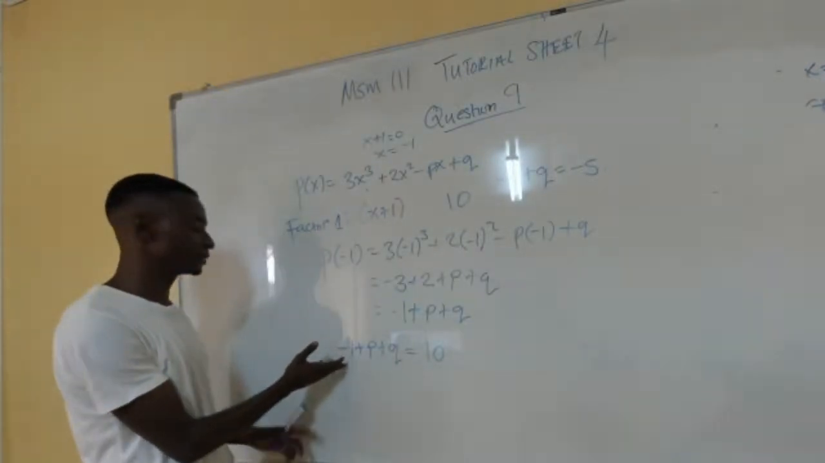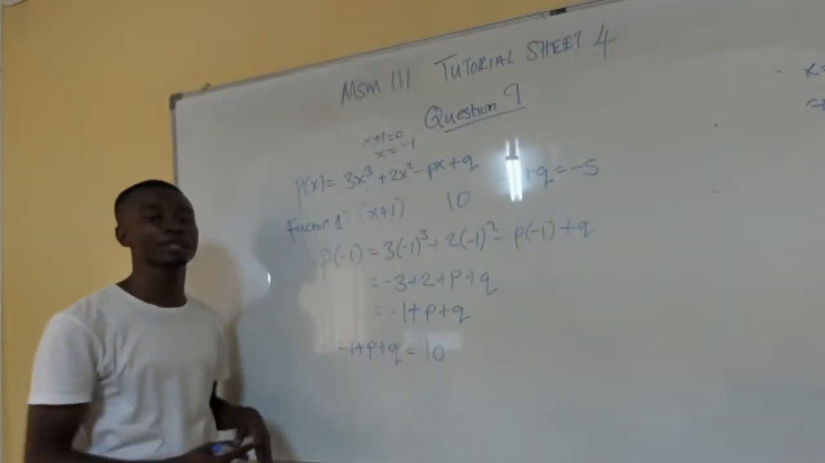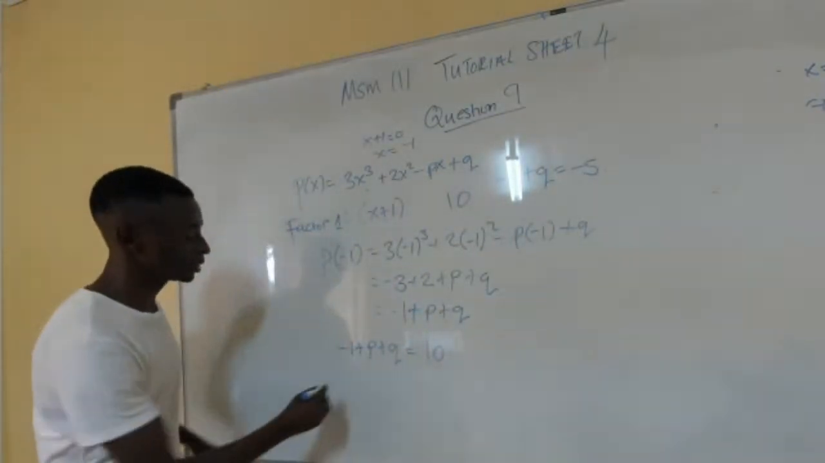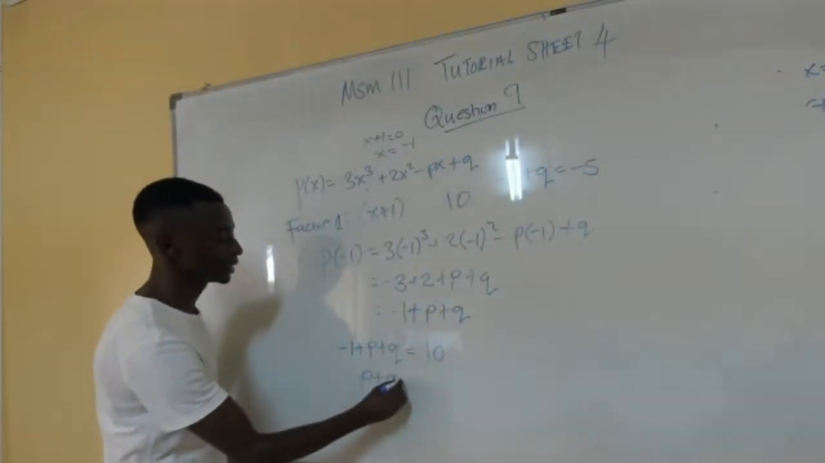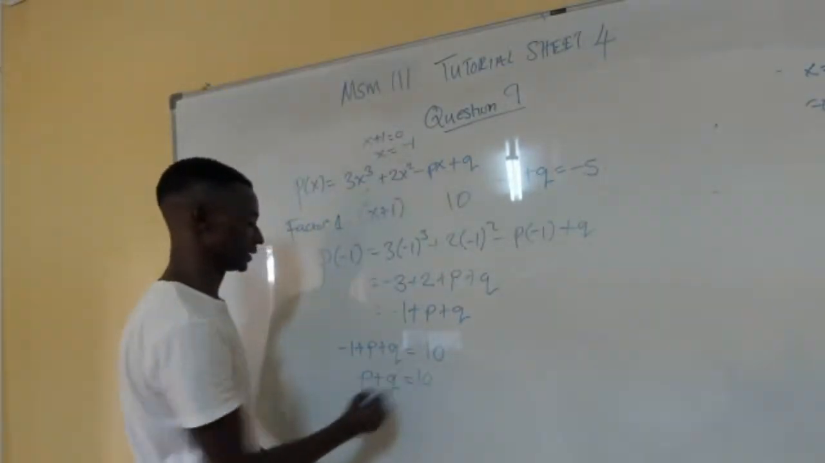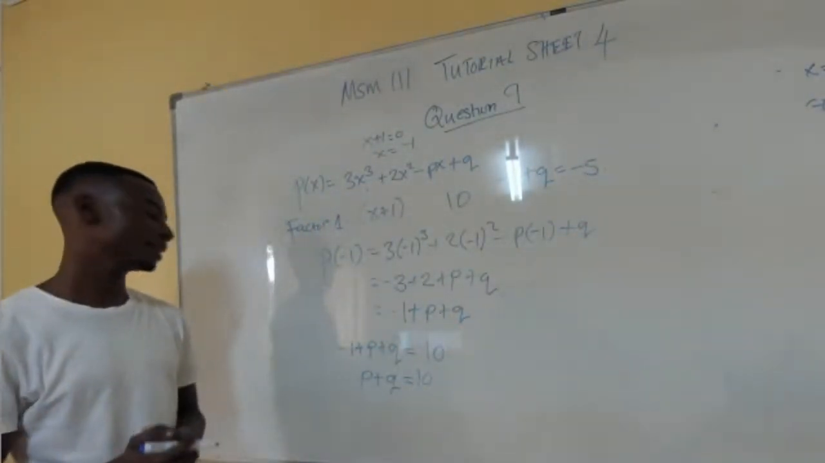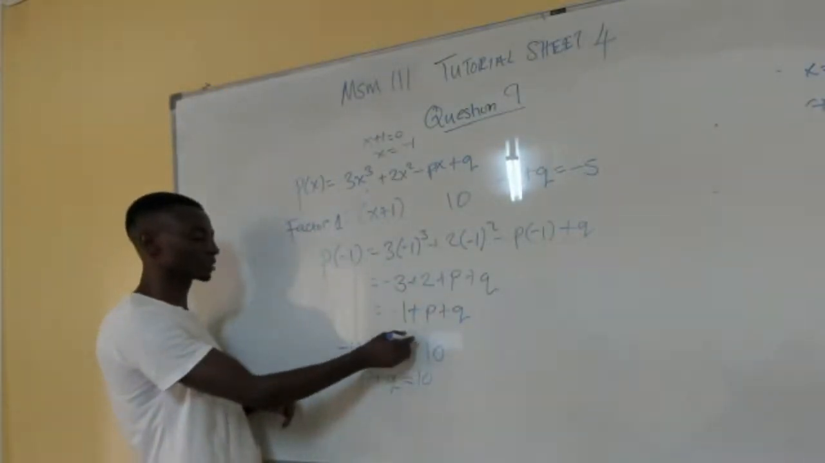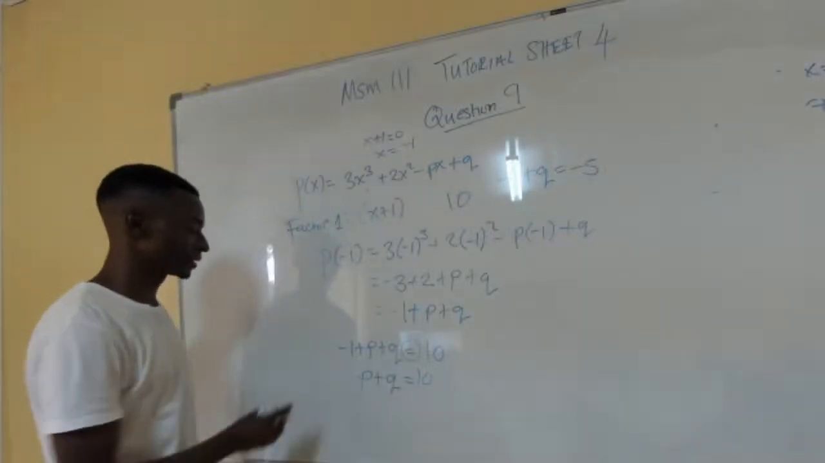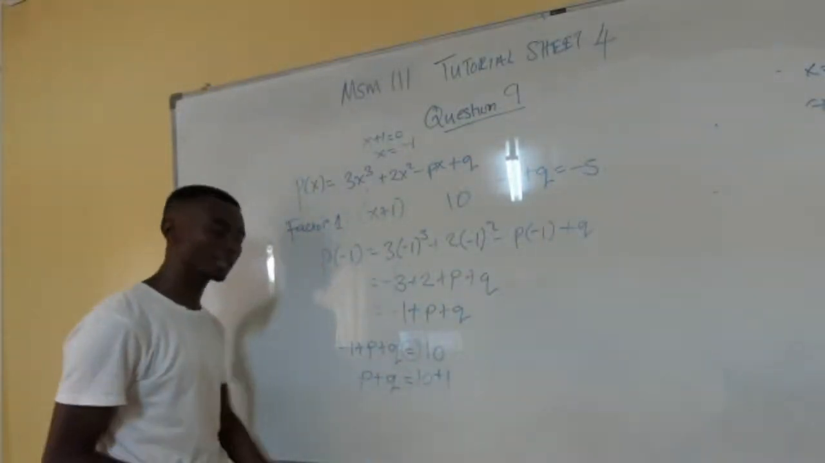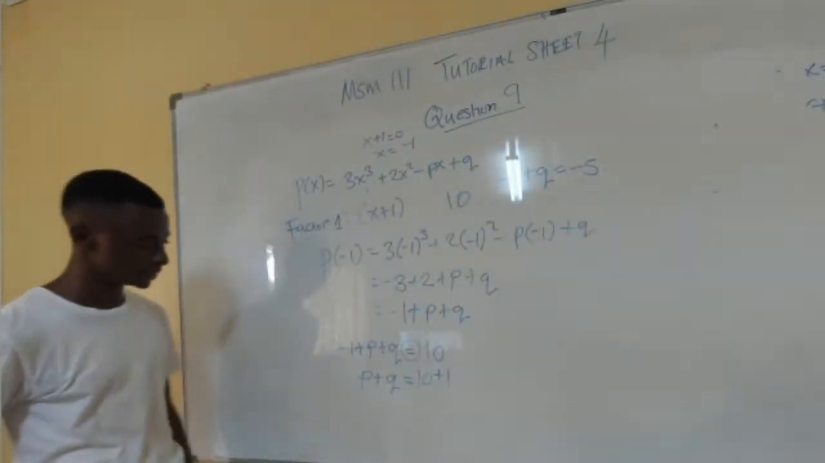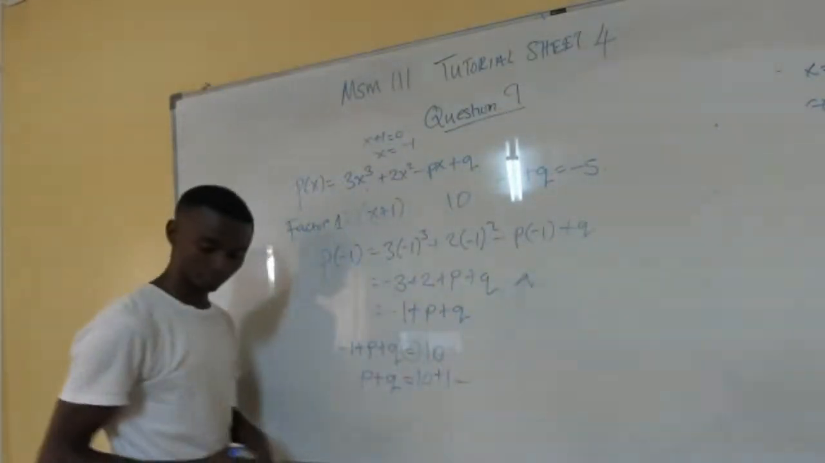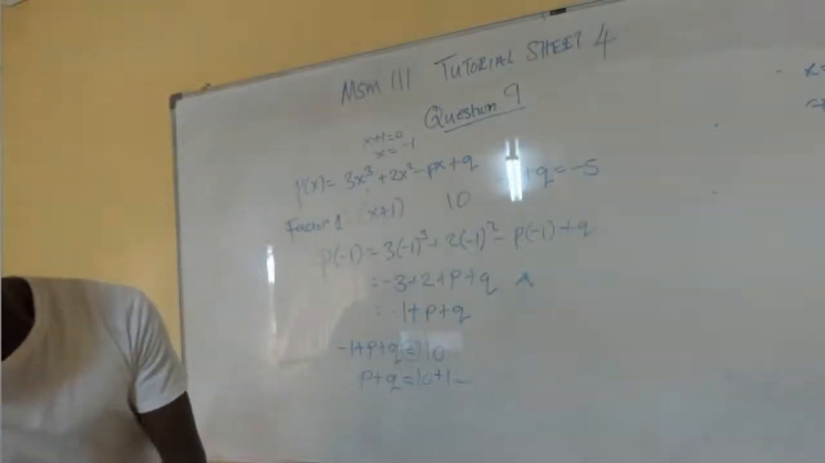Negative 1 is a constant here. So what are we supposed to do? This negative 1 is going to the other side because it's a constant. So we have now p plus q equal to 10 plus 1. If this negative 1 crosses the equal sign, the sign changes from negative to positive because it has crossed. So now plus 1. That's what we're having. Let's proceed. Let me change my marker.